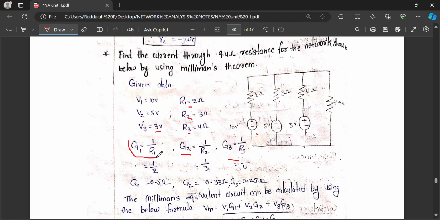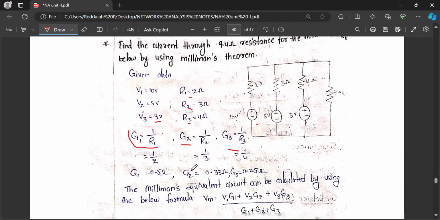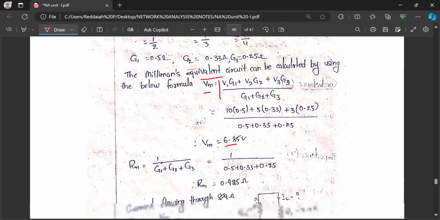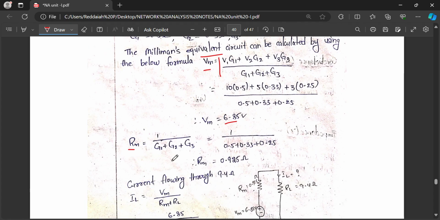First we will calculate G1, G2, G3. What is G1, G2, G3? Conductance. The reciprocal of resistance is called conductance, that is 1 by R1, 1 by R2, 1 by R3. G1, G2, G3 we calculated. By using Millman's equivalent circuit, we can find Vm. Vm formula is V1 G1 plus V2 G2 plus V3 G3, whereas G is conductance. Substitute that and you will get Vm. Rm is 1 by G1 plus G2 plus G3.